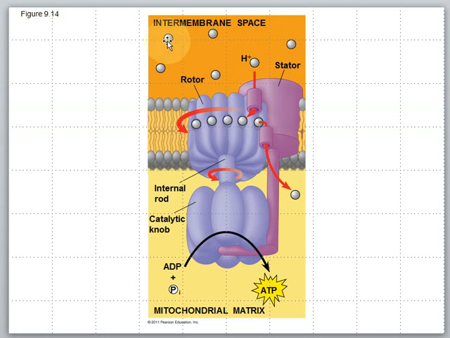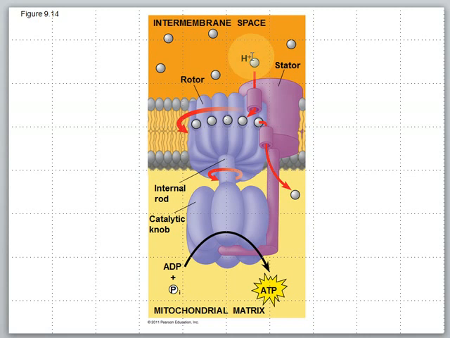So there are a lot of H plus ions up here in the inner membrane space, way more H plus ions up here than there are down here in the mitochondrial matrix. They want to even that out, so a lot of these ions are trying to diffuse across this membrane. So instead of just going directly across the membrane, they're going to go through this particular protein called ATP synthase.